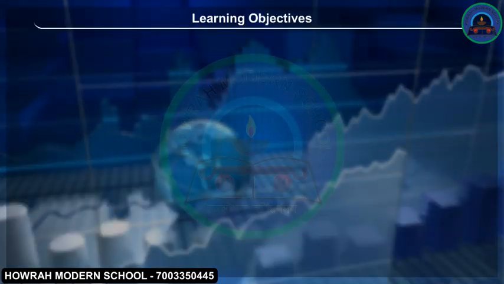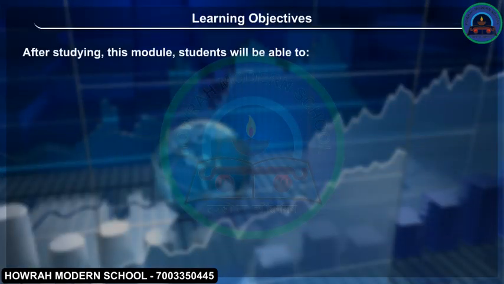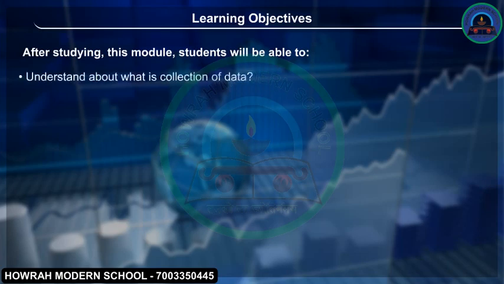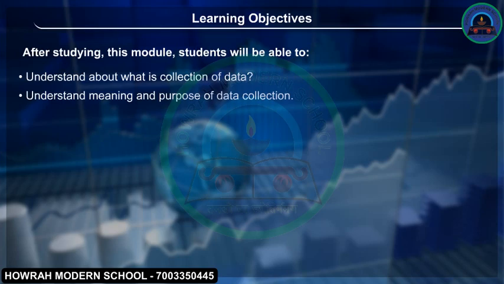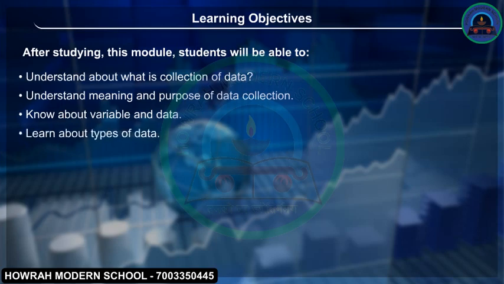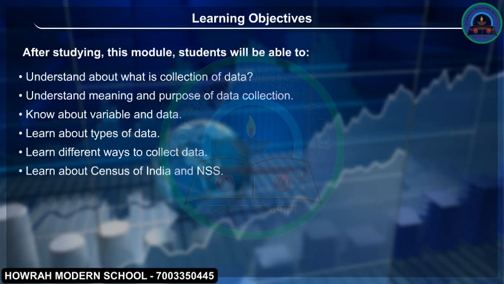Learning objectives. After studying this module, students will be able to understand what is collection of data, understand the meaning and purpose of data collection, know about variable and data, learn about types of data, learn different ways to collect data, learn about Census of India and NSS.